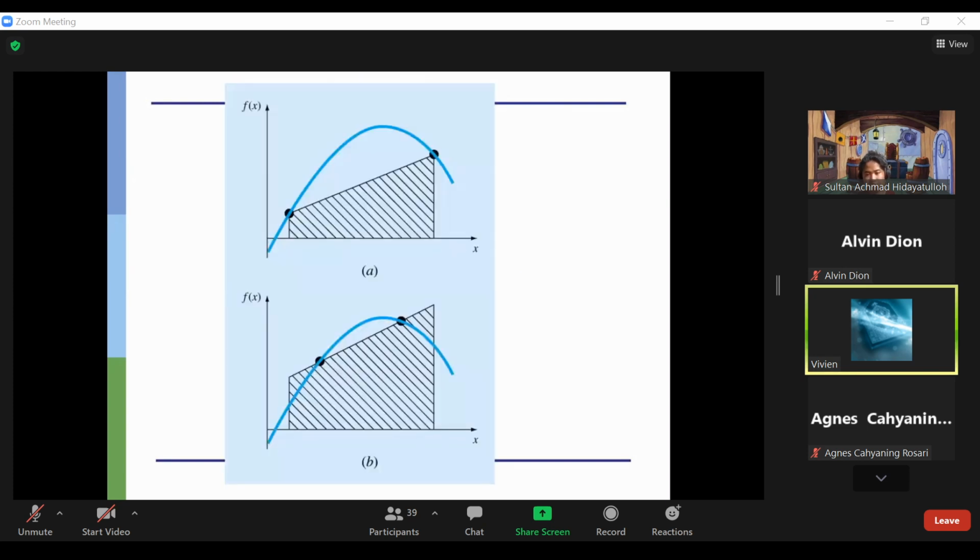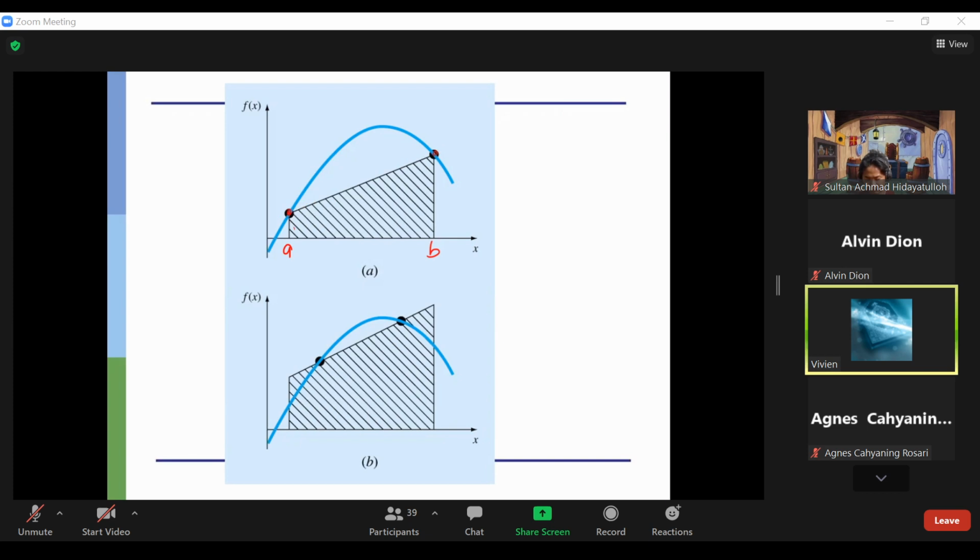So we see here that, for example, we have A here, the trapezoidal rule that we learned before, in which if we want to integrate from A to B, we use the points A and B directly to get the linear line.